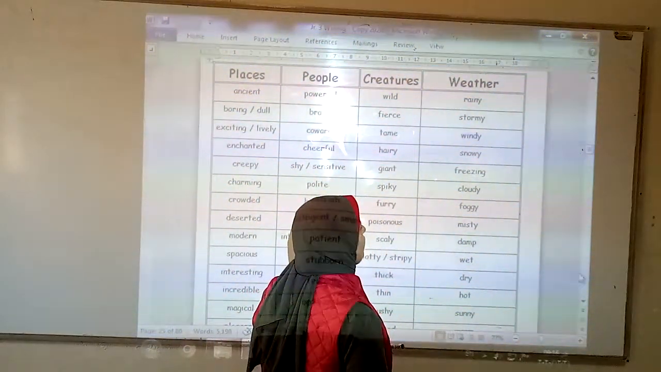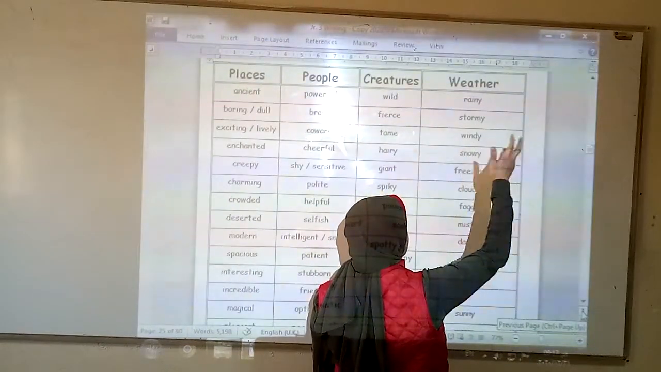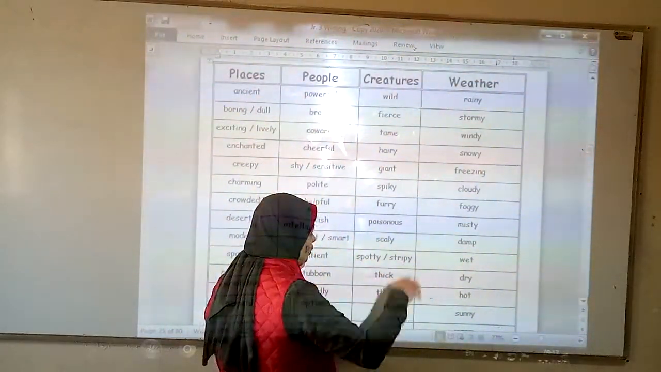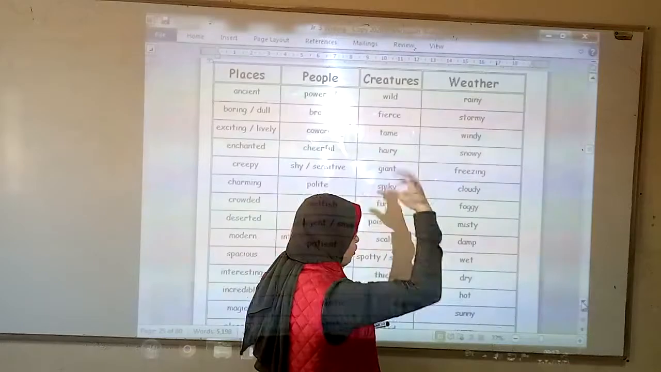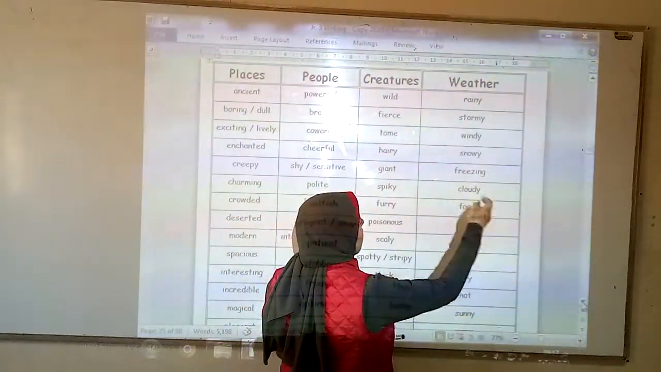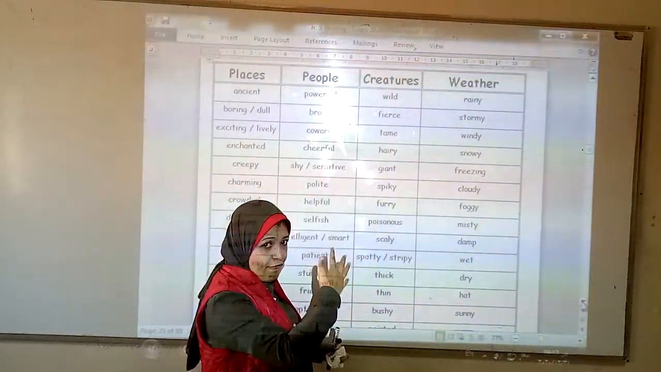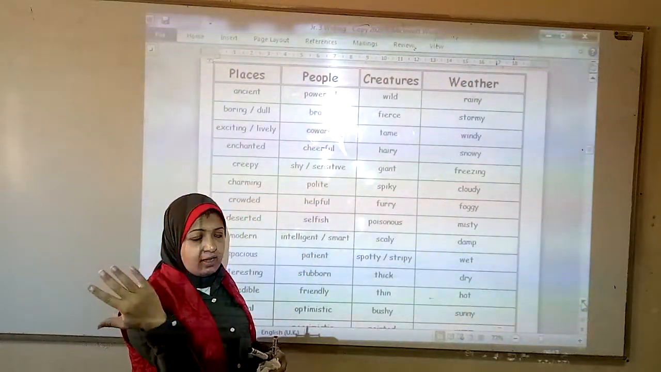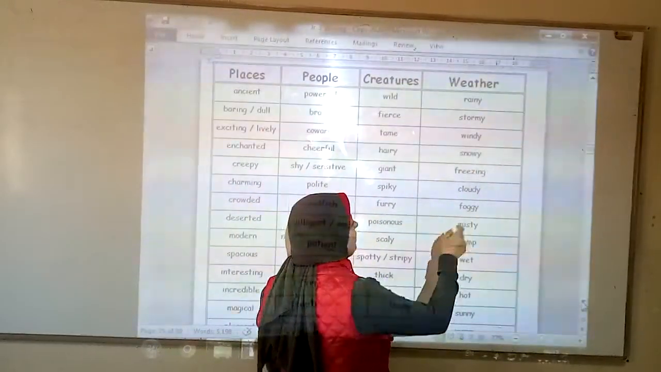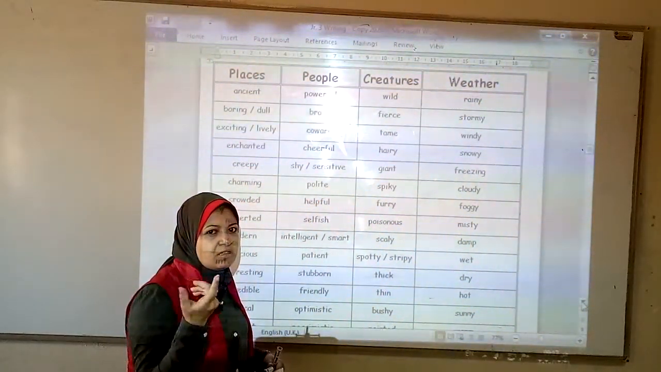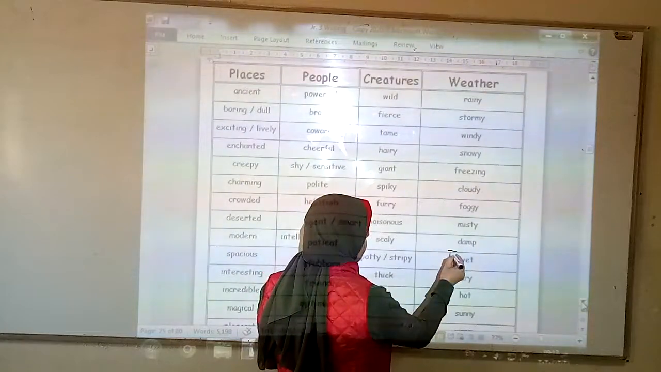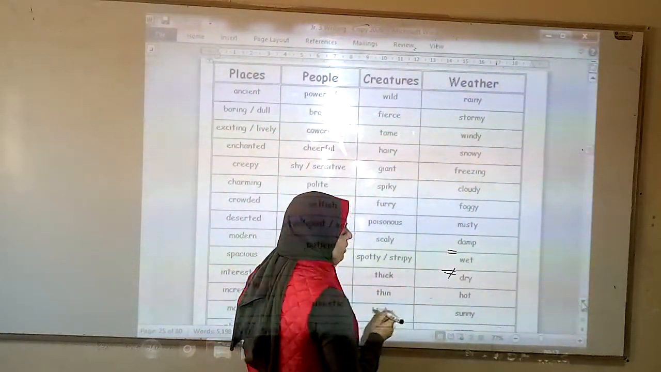Weather. To describe the weather, we can say rainy, stormy, thunder, lightning, windy, strong air, snowy, snow is coming down from the sky, freezing, extremely cold, cloudy, with clouds in it, foggy, with the white air that makes it difficult for you to see in front of you well, misty means foggy with a little bit of drops of water covering everything. Damp and wet, they have the same meaning, and the opposite of them is dry.